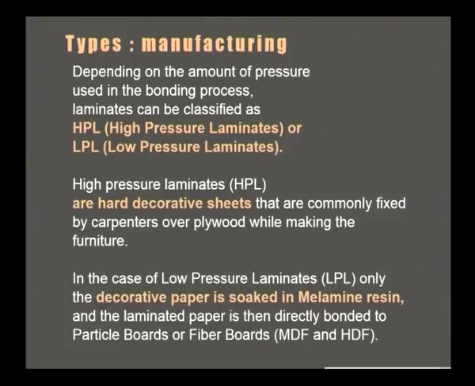So we talked about high pressure laminates and low pressure laminates. High pressure laminates are hard decorative sheets that are commonly fixed by carpenters over plywood while making furniture. In the case of low pressure laminates, decorative paper is soaked in melamine resin and the laminate paper is then directly bonded to particle boards. So this is how they are directly used in the form of final products.